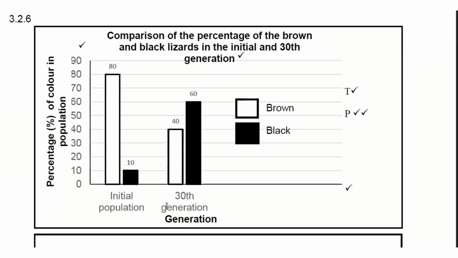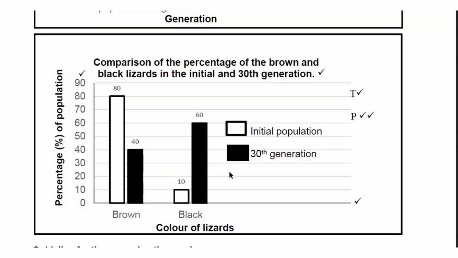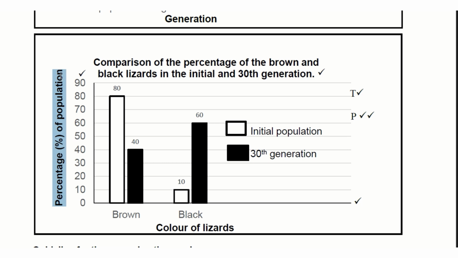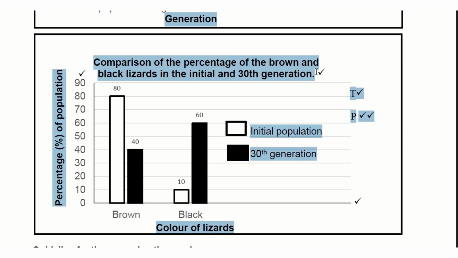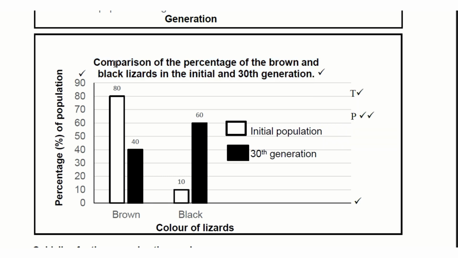So here we've got our generation, or in the second example, the color of the lizards on the x-axis. Actually, let's look at the second one because that's the way most people would draw it. Okay, so the color of lizards on the x-axis and the percentage of the population on the y-axis. Then places where people lose marks is for the heading because they don't put the right information in the heading. So you have to say the comparison of the percentage of brown and black lizards.